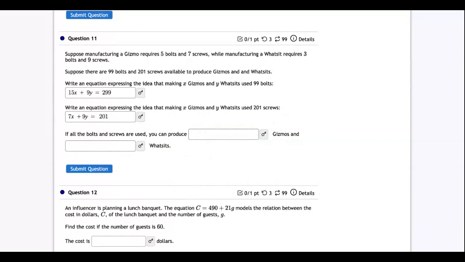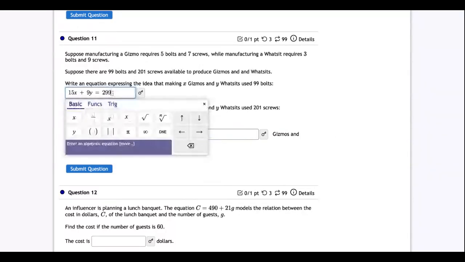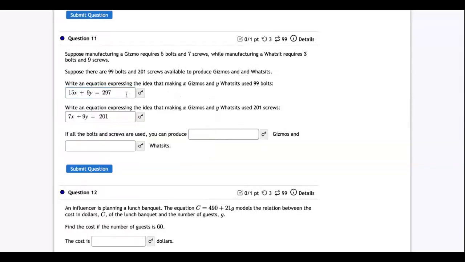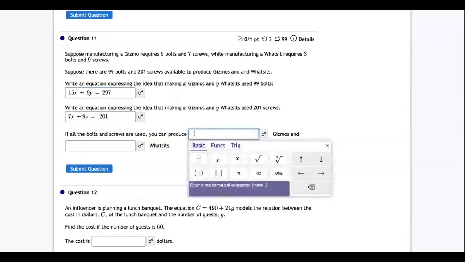27 times 3. Oh, I did that wrong. No, 99 times 3. 99 times 3. 297. I did that wrong. So now when we subtract, we get 8x equals 96. Now this can be divided evenly, right? So x equals 12.